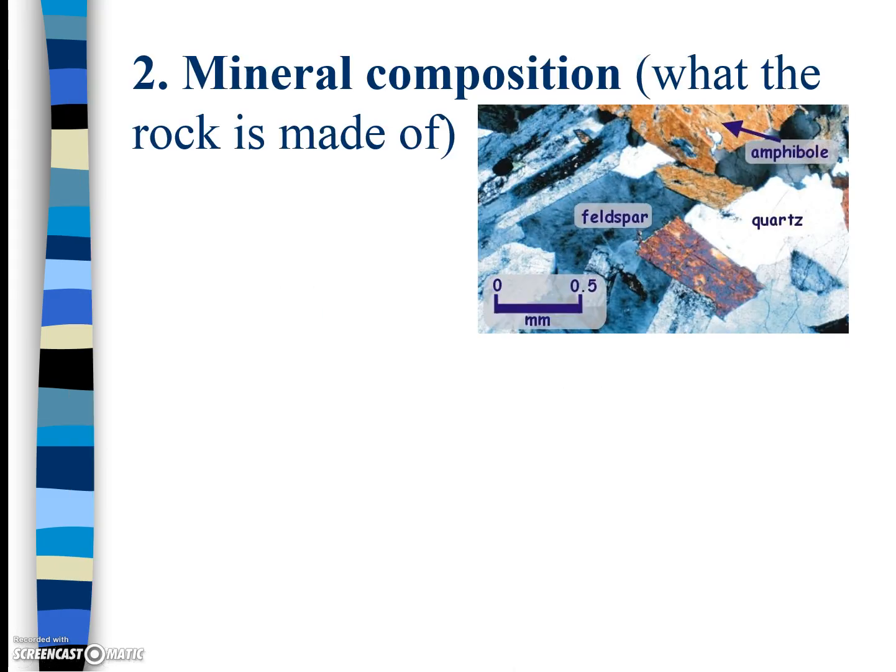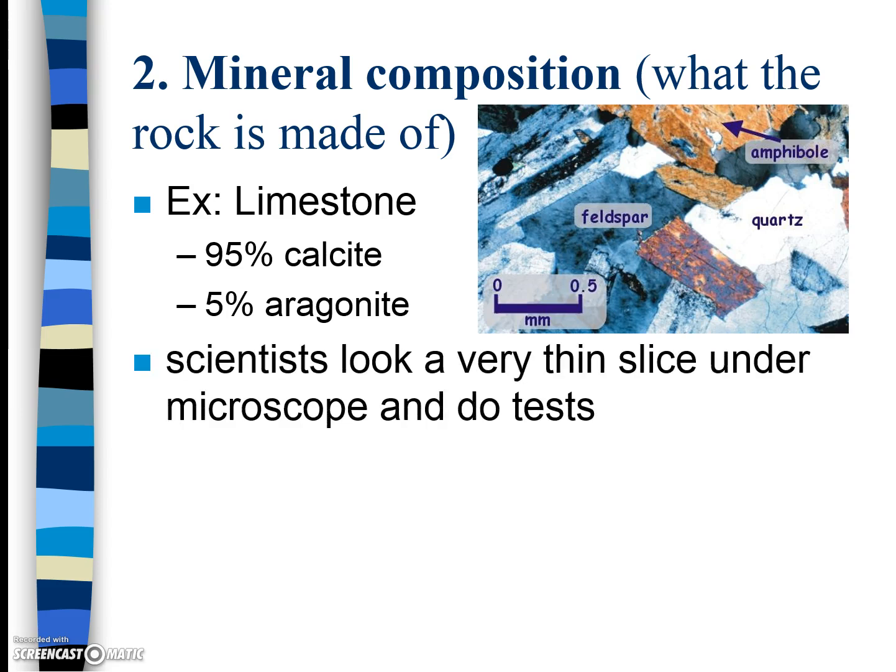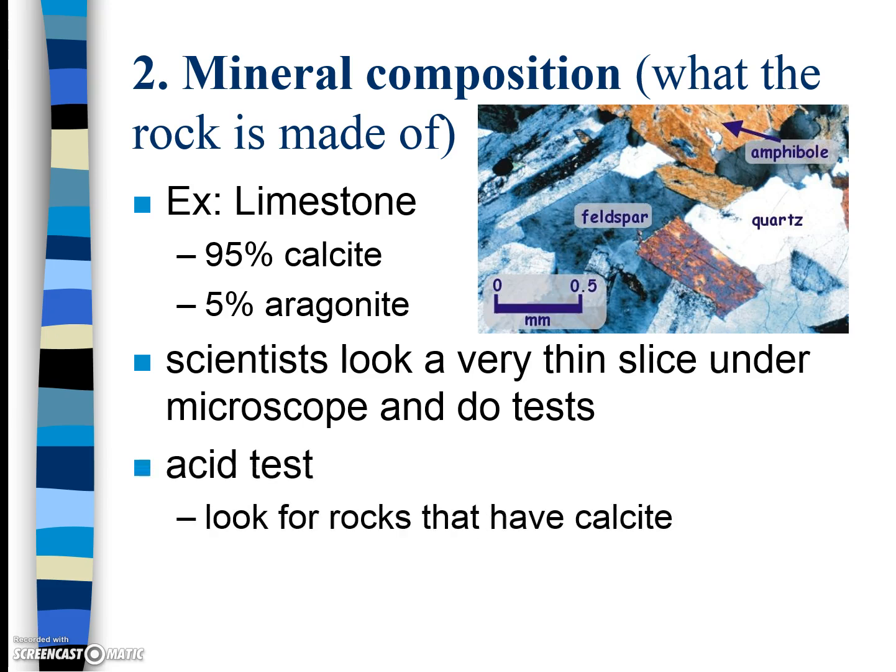The second thing that we use to classify and identify rocks is mineral composition, or what the rock is made of. Limestone is made of 95% calcite and 5% aragonite. Scientists look at a very thin slice under microscopes and do the test that way. So a lot of these you can't actually tell the percentages just by looking at the actual rock.